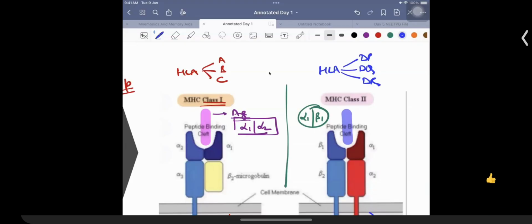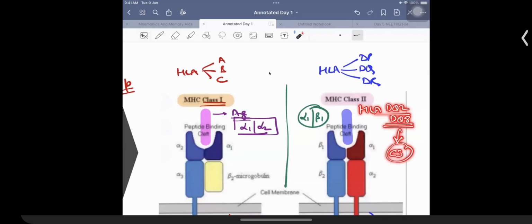Arun, DC was dendritic cell. Why is it important? Because certain types of HLA are associated with certain types of disorders. Classical example, an INI-CET question asked in November 24: HLA-DQ2, DQ8 patients, if they eat wheat, develop abdominal pain and diarrhea. So what is the disease we are talking about? Celiac disease. Right? That is what was asked as a question.